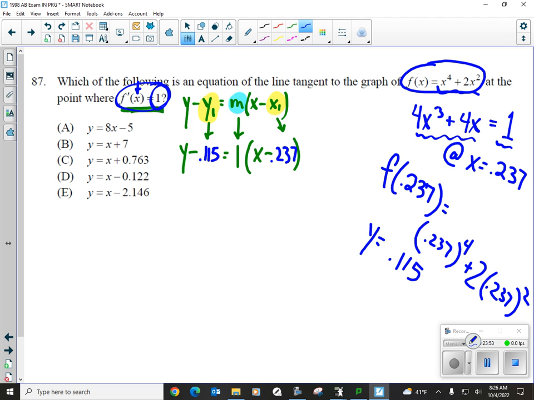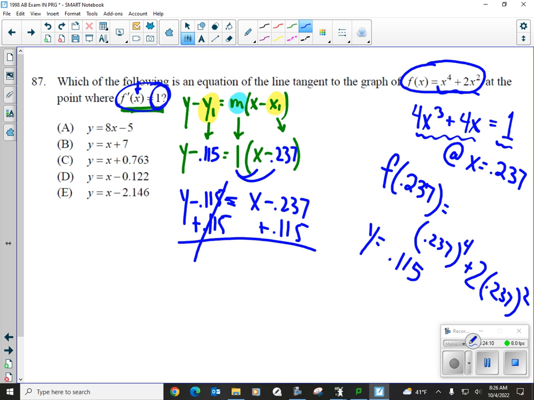Now it's just a matter of getting y alone. So I've got y minus 0.115 equals, if I distribute that, that's going to maintain the same thing. I'm just going to add 0.115. And that's 2, 2, 1, negative 0.112. Okay, and that looks like choice D, and it is. Right there.